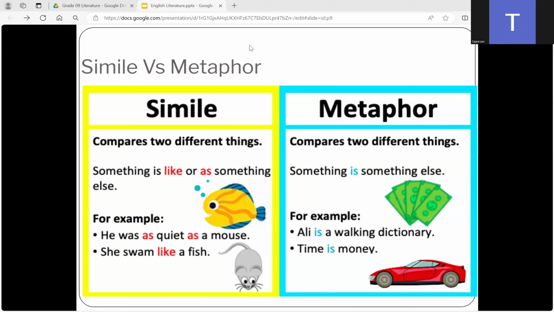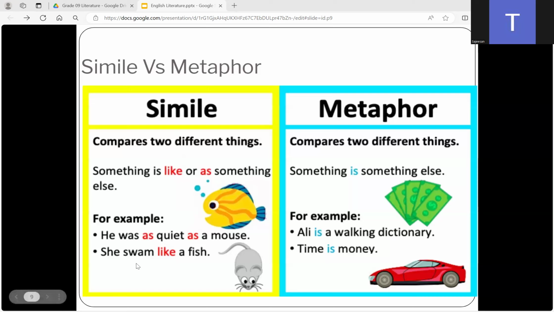Metaphor compares two different things. Something is something else. For example, Ali is a walking dictionary. Time is money. So here is the big difference between simile and metaphor.